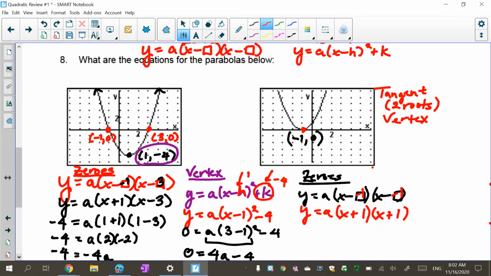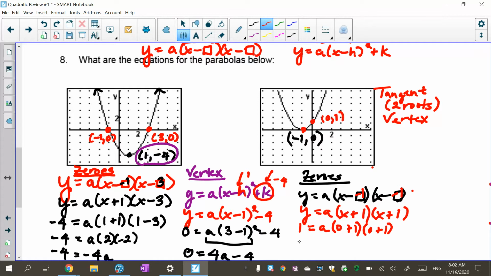I know a opens upward, so I know it's going to be positive, so I have to pick another point. So the other point I picked was this one right here, was the 0, 1, just because it was close by and I knew it'd be easier. But you could kind of pick anything that was on one of these dots, but that looked like a good one. So I have y is 1 equals a, 0 plus 1, 0 plus 1.